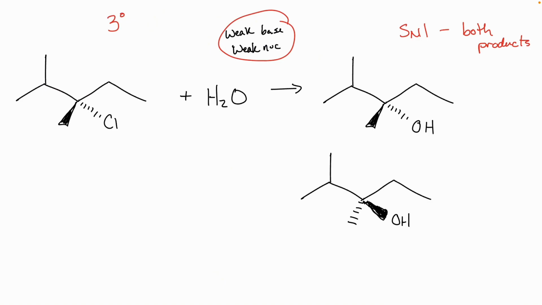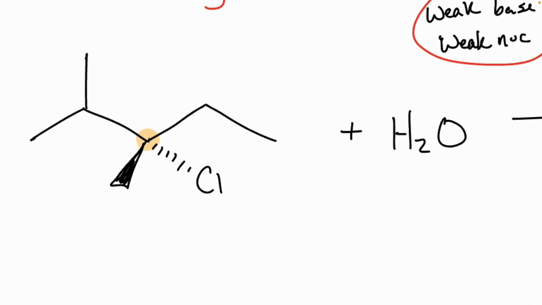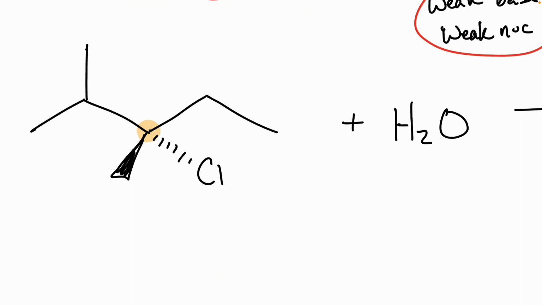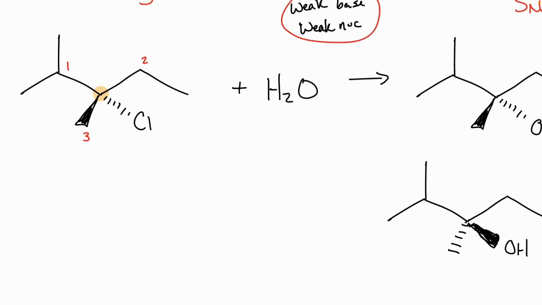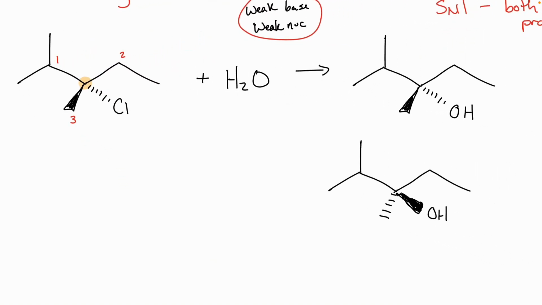Now I've got one more for my elimination product. This carbon right here has got to be involved in that double bond, right? Because it's the one at the base of that leaving group. So the question is, which one of the three carbons that are attached? Because I've got three options here. I can either form a double bond with this carbon, this carbon, or this carbon. 1, 2, 3.